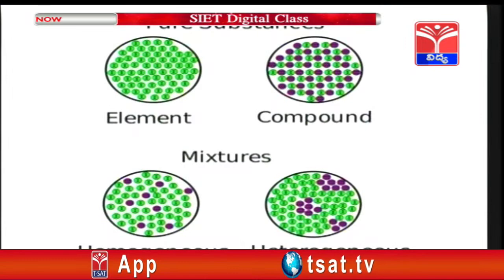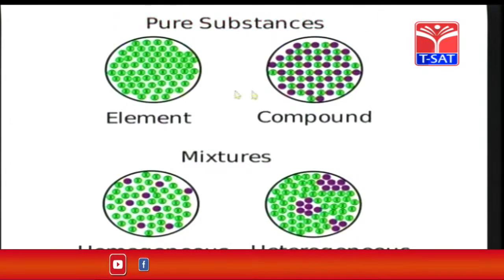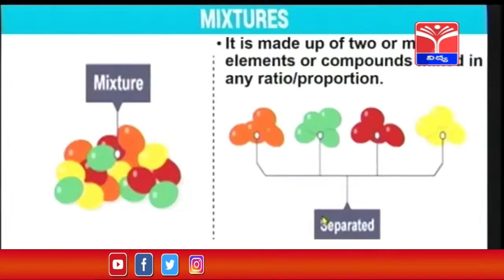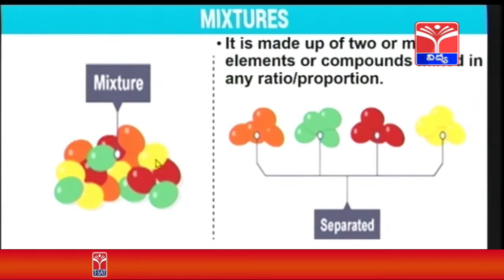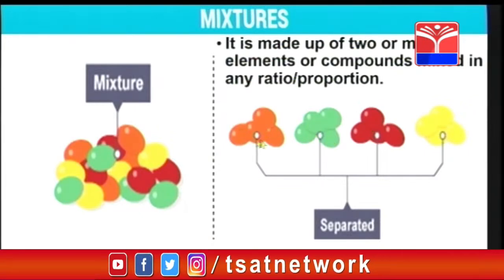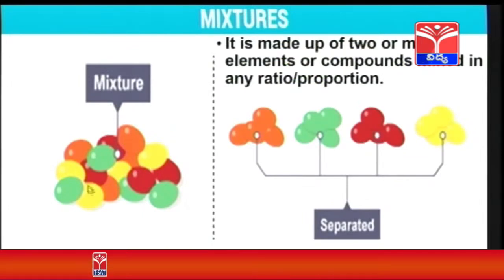Then what about mixtures? Mixtures are homogeneous mixtures and heterogeneous mixtures. Children, how can you form a mixture? How are these mixtures formed? By mixing different substances. Like here in this example, you can see we have taken orange pebbles, green pebbles, red pebbles, yellow pebbles. These all mixed together in a particular ratio, we see a formation of a mixture.